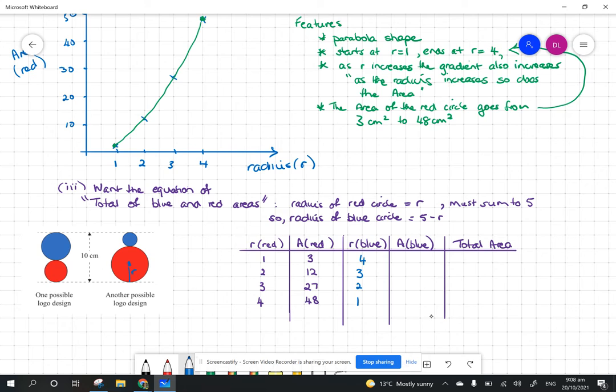And if you want to work out the area of the blue, same formula, which are these things here. So therefore that would be 4, which would give you 48, 27, 12, and 3. And then you have to add them up. So we're adding up here the area of the red plus the area of the blue, and that will give us the total. The total area for that one is 51. Total for the next one is 39, 39, 51. And you notice that it's probably going to be a parabola looking like that. So that's probably going to be an x squared graph, by the way that the numbers are.